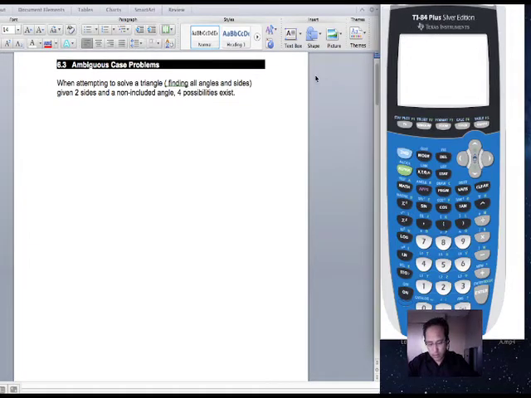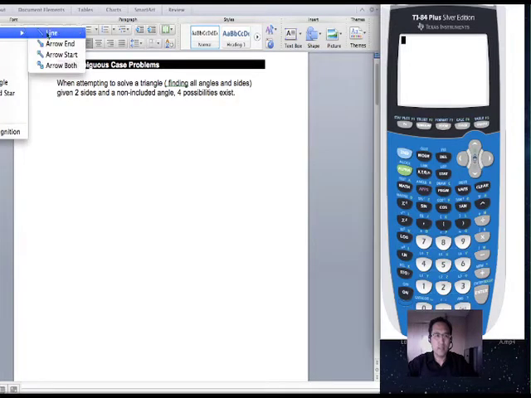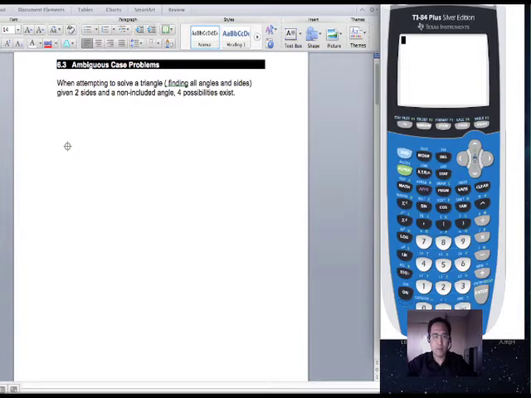Okay, so in our ambiguous case problems, it means that when we're solving a triangle, there's going to be all angles and all sides solved for. If you're given an angle and two sides, there's a few possibilities that exist. There's actually 4 different cases that can happen. I'll just draw them all out first, and then I'll put in the text to support them. It's supposed to be a 90-degree triangle.